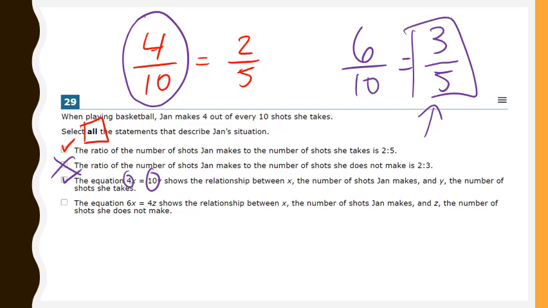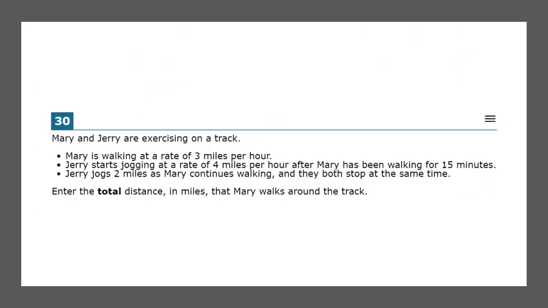The equation 6x equals 4z shows the relationship between x, the number she makes, and z, the number of shots she does not make. Here is where we need to make sure that we understand what we are uncovering. So if she makes 4 shots, which we found up above, she can definitely miss 6 shots. That is our ratio of makes to misses. And the last one is also a valuable option for correctness here. So number 29 requires you to make sure that you answer all the correct options, and this is nothing more, nothing less than setting up a ratio.